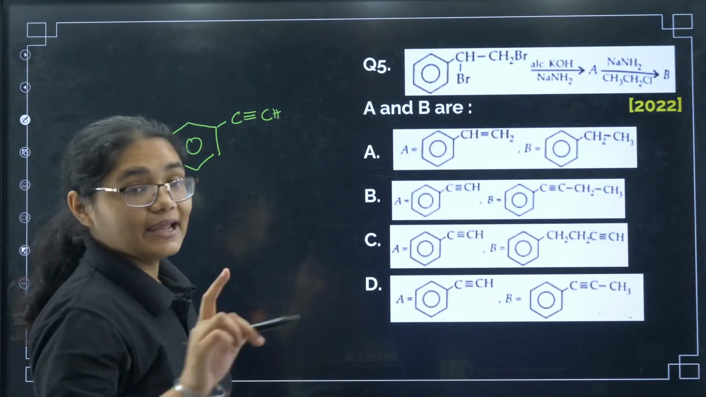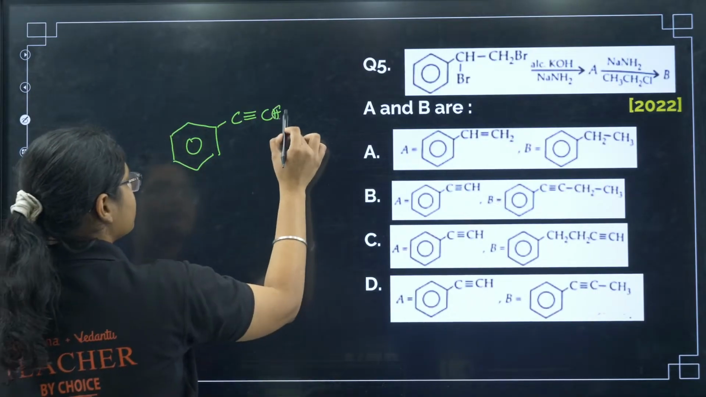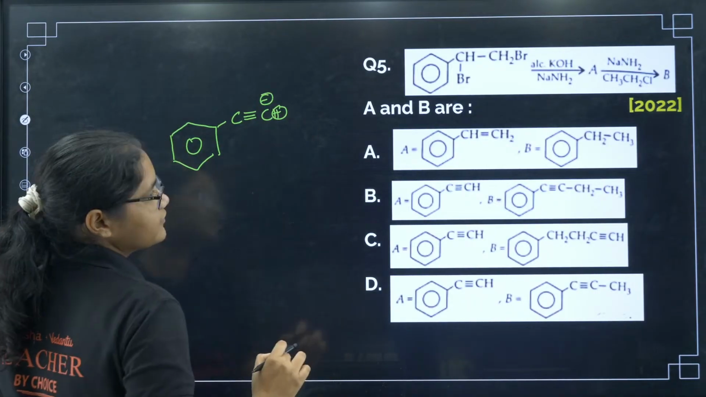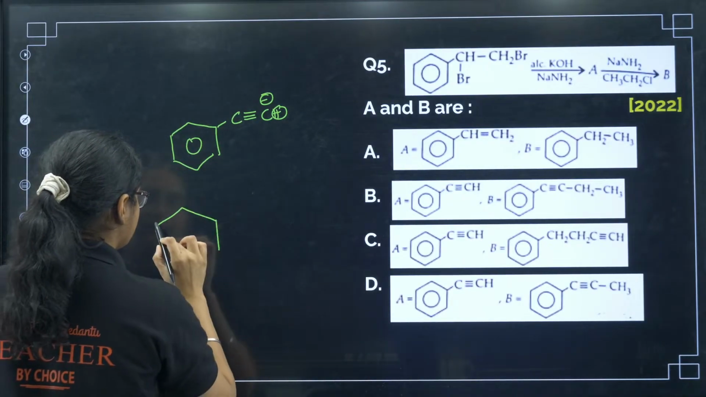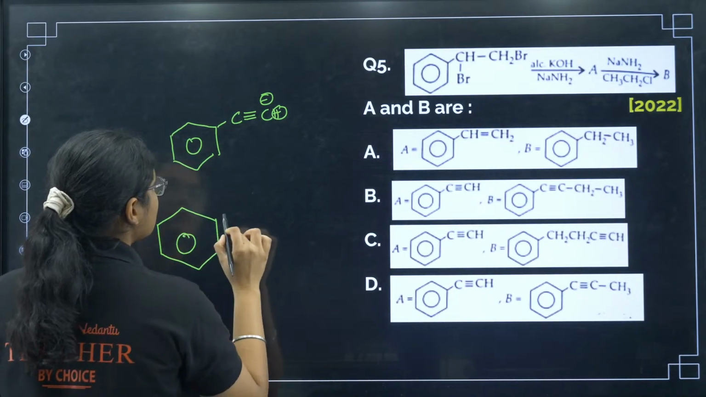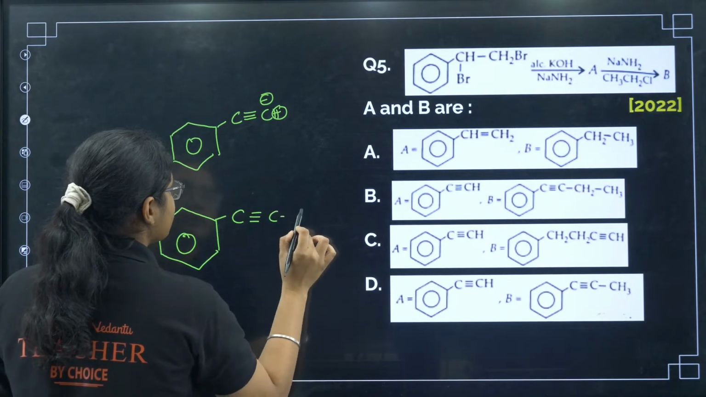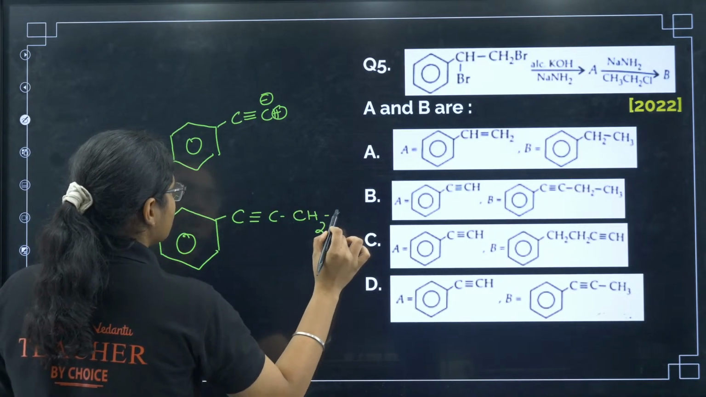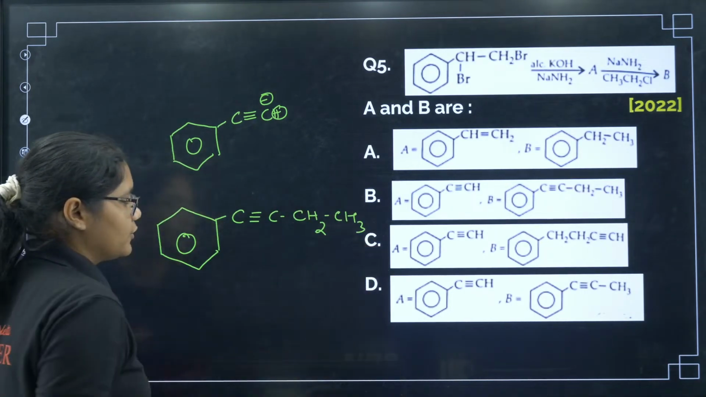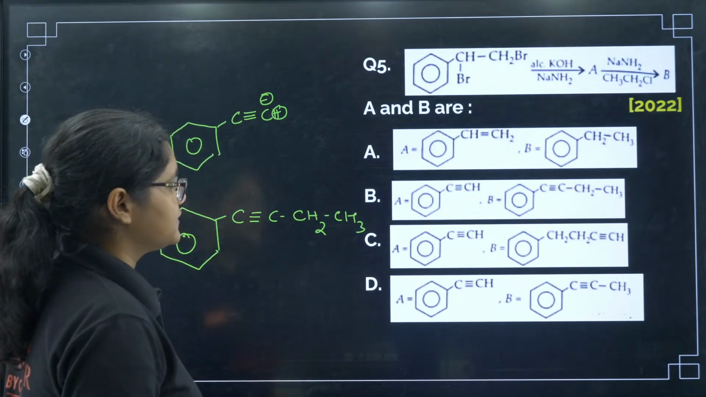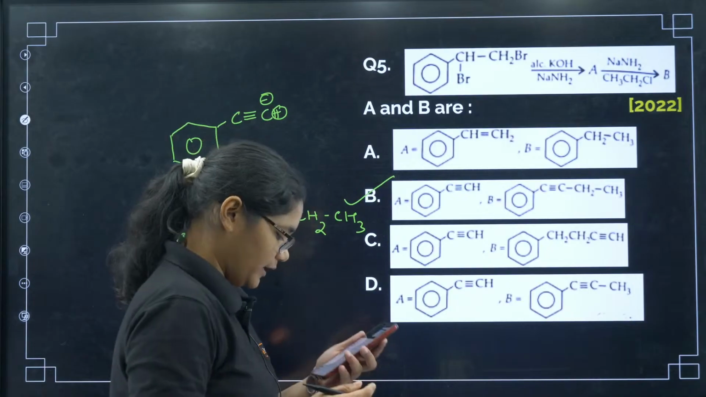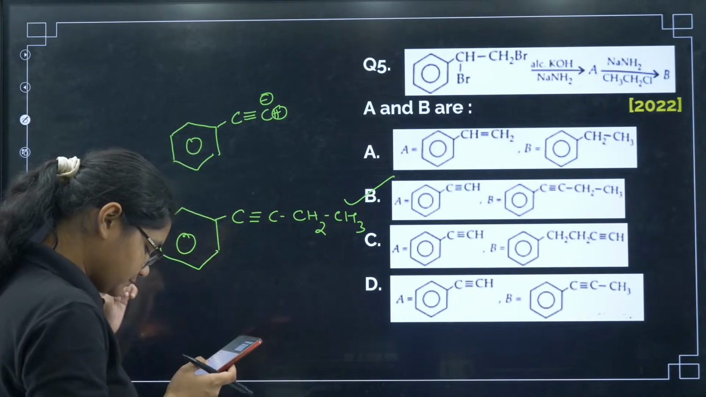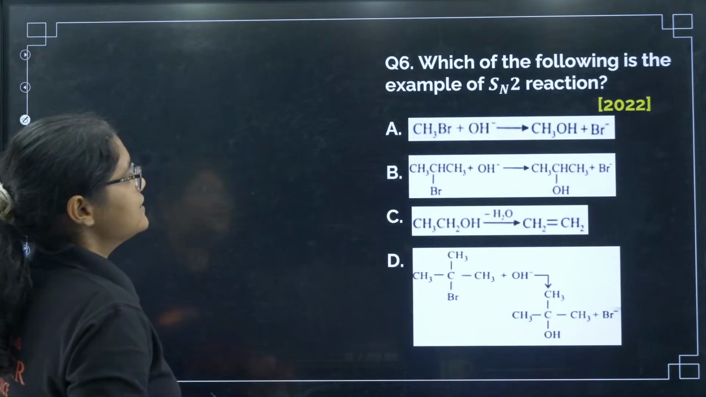Next, after that, NaNH2 is there. So that will remove this H plus and I have this minus, and that will attack on this one. So you will get a compound like this, that is C triple bond C, CH2, CH3. Okay, so which option is this one? That is your option number B, right? Yes.